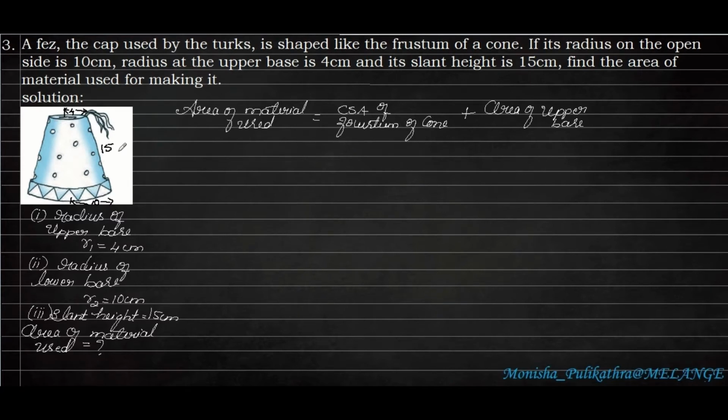Its radius of its open side. So in a cap, one side will be open and one side will be closed. So the radius of the open side is 10 centimeter, whereas the radius of the upper base is 4 centimeter. Its slant height is also given, that is 15 centimeter. Find the area of the material used in making it. Okay, here all the data I have written first. Radius of the upper base is r1, 4 centimeter, radius of the lower base is r2, 10 centimeter, slant height is 15, area of material used.